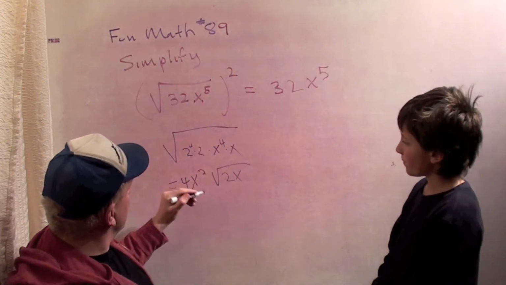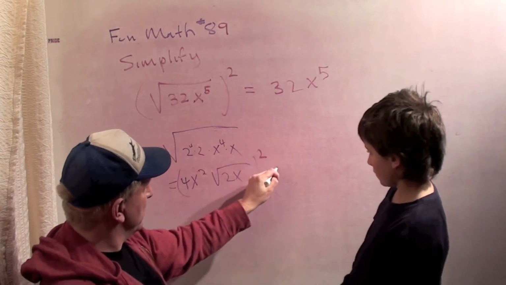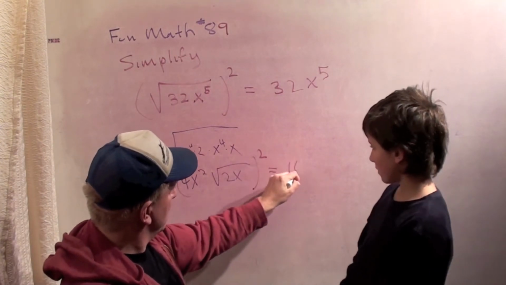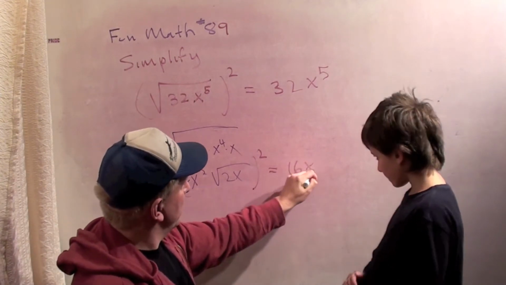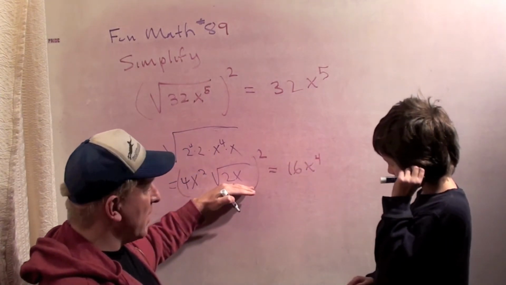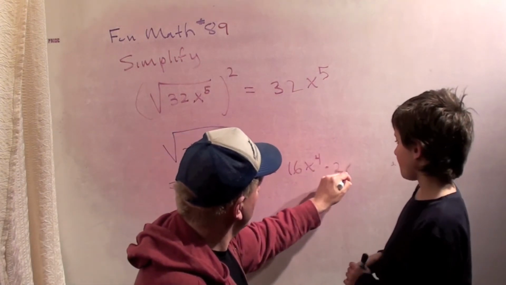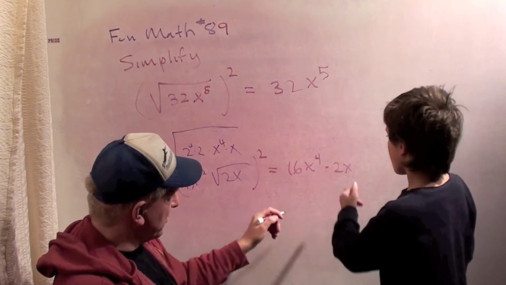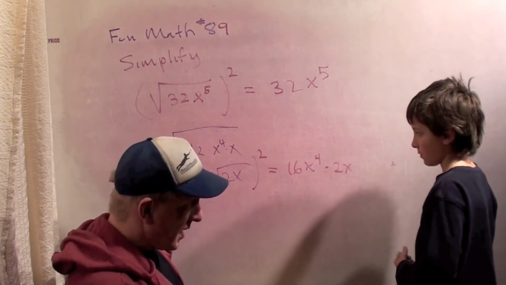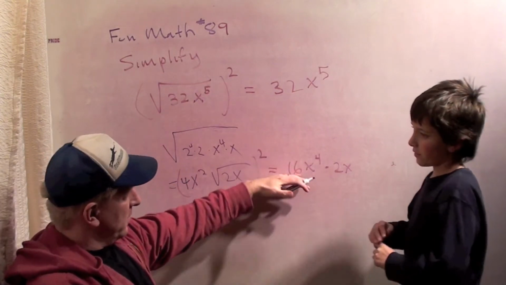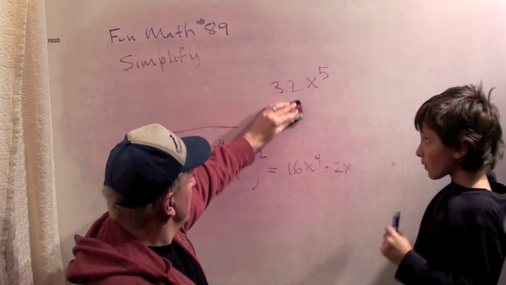Let's see what happens when I square this. I get 4 squared, which is 16. I have x squared squared, which is x to the 4th, and I have the square root of 2x squared, which is 2x. So I get 16x to the 4th times 2x. Yeah, times there. So I get 32 times x to the 5th. Okay, awesome.